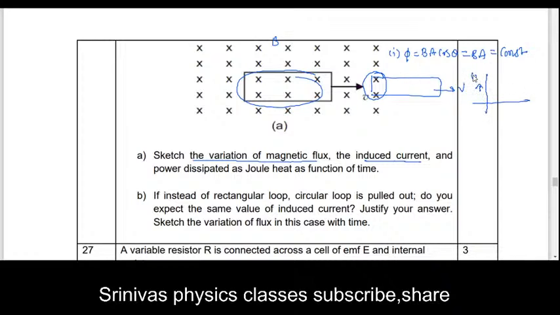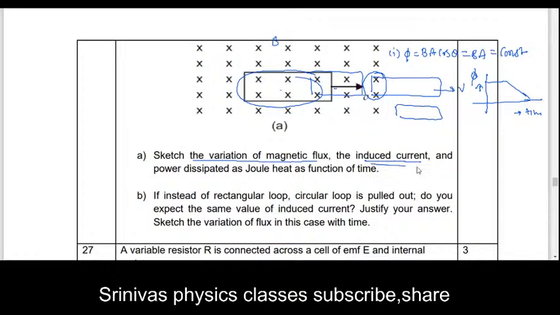Like this we draw flux versus time. First constant, next decreases. Why constant first? While it moves inside, area is constant, field is constant, so flux is constant. When it is going outside, flux decreases. That's why you get it like this. When it totally goes outside, there is no area inside the field. The field linked with this loop is 0. That's why flux becomes 0.